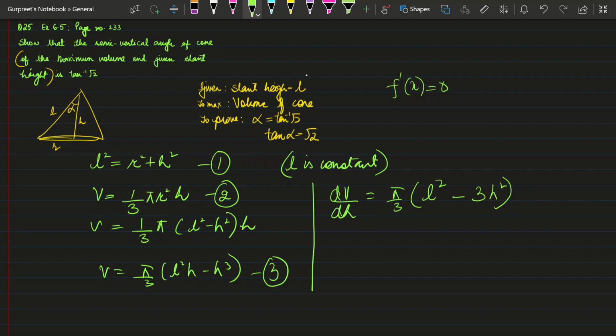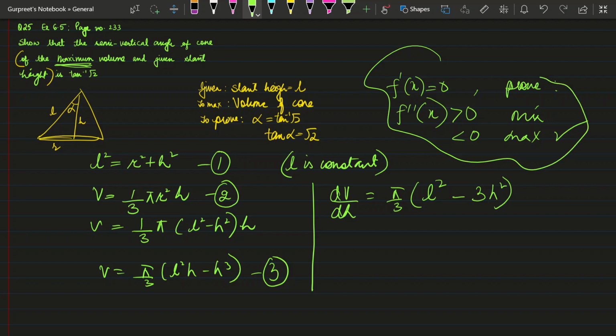Whenever you equate it to 0, you get the critical point, the proving point. Then you find the second derivative. If the second derivative is greater than 0, you get a minima. If it is less than 0, you get a maxima. You have to maximize in this question. It means you should get this in this question.